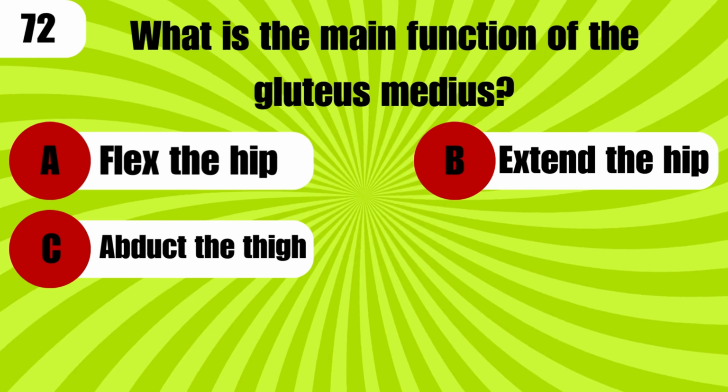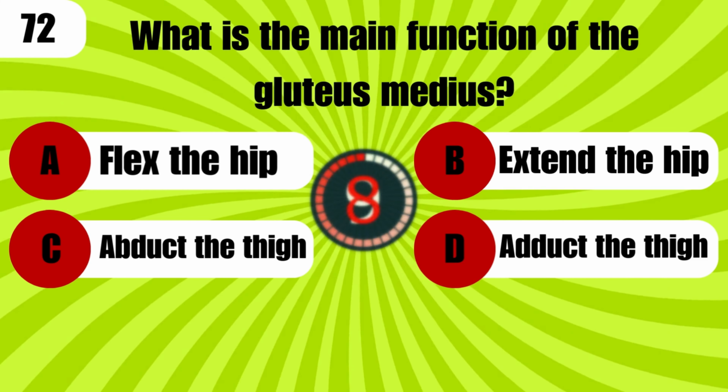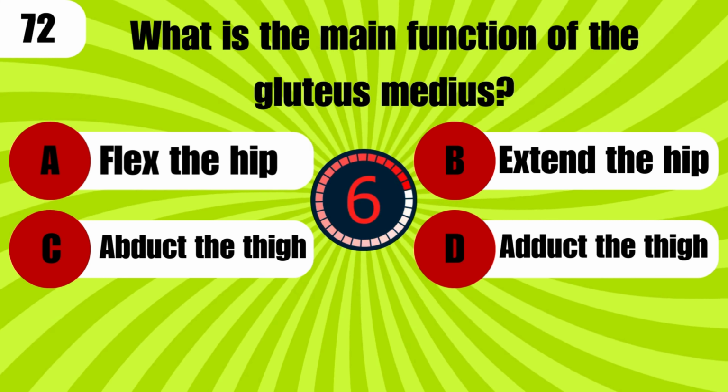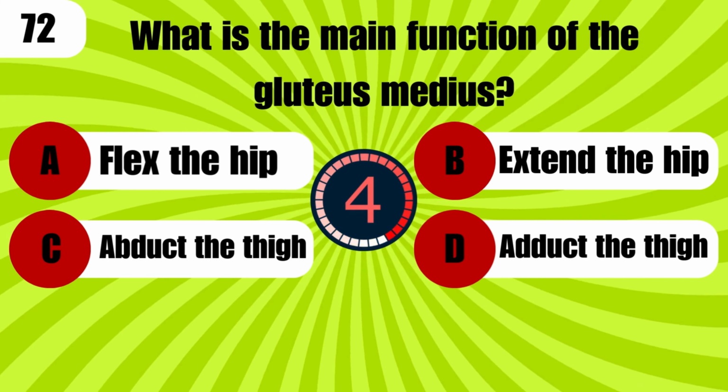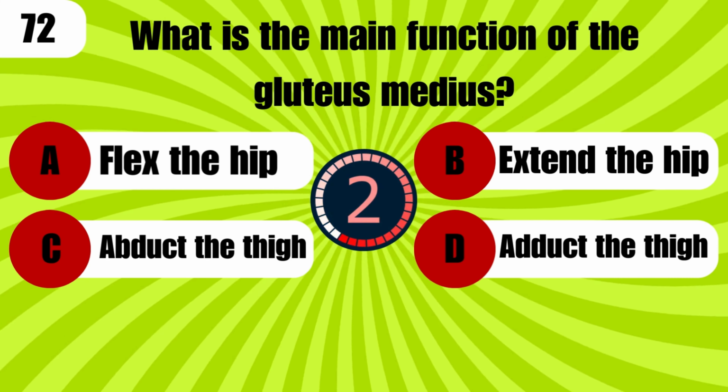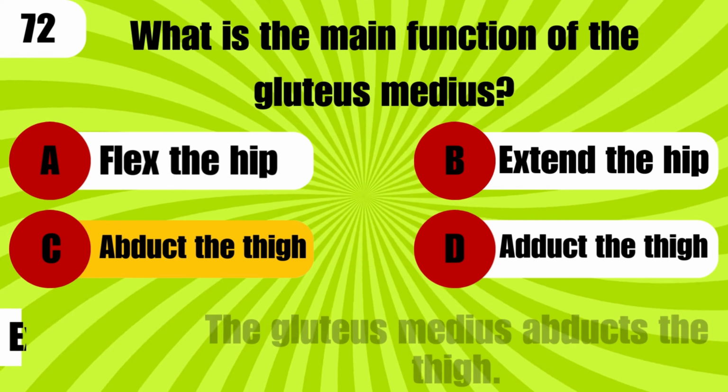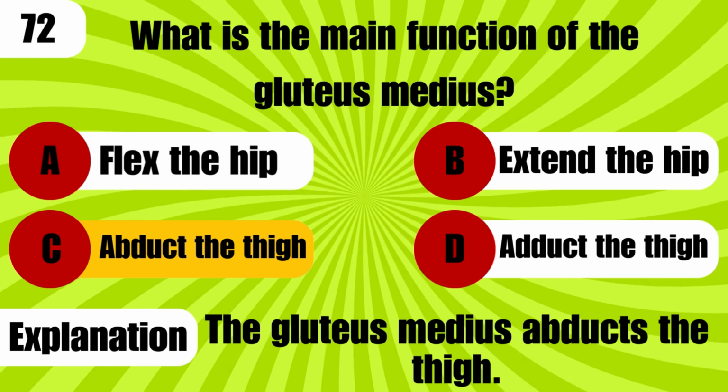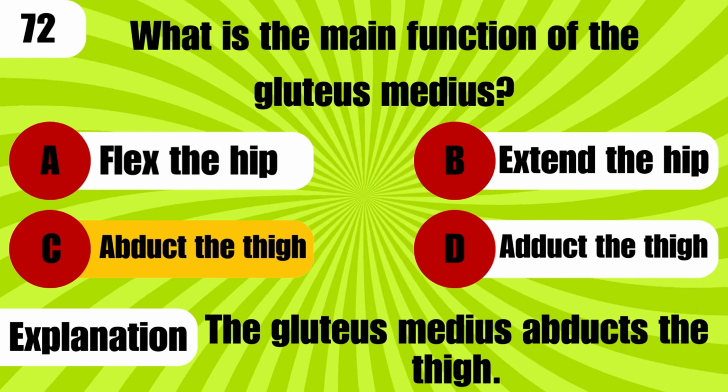What is the main function of the gluteus medius? Option A, flex the hip. Option B, extend the hip. Abduct the thigh, adduct the thigh. The right answer is abduct the thigh. The gluteus medius abducts the thigh.